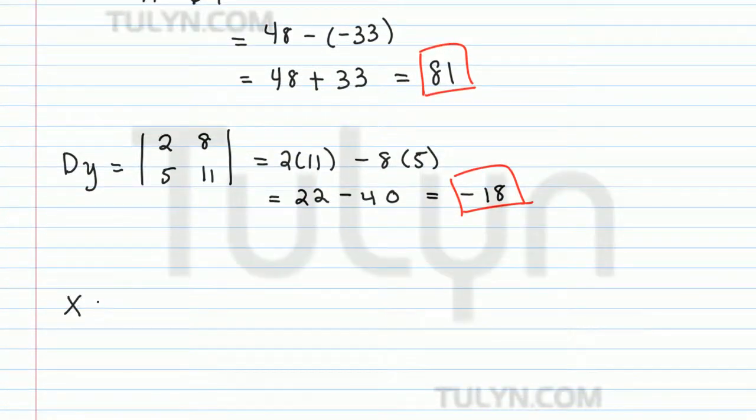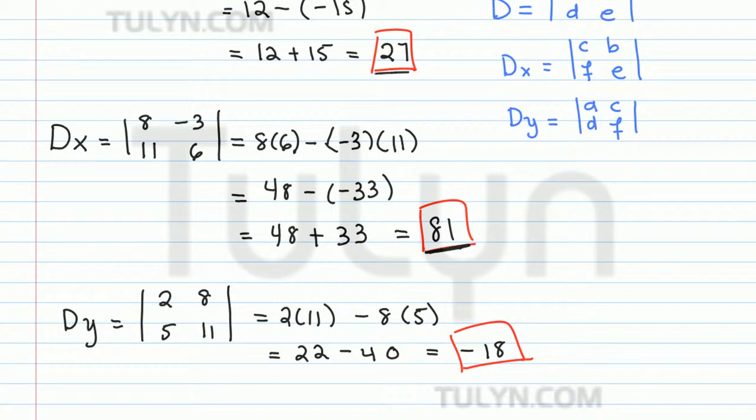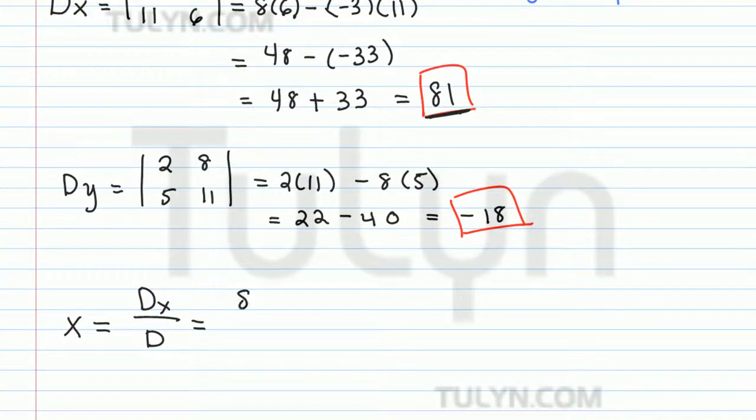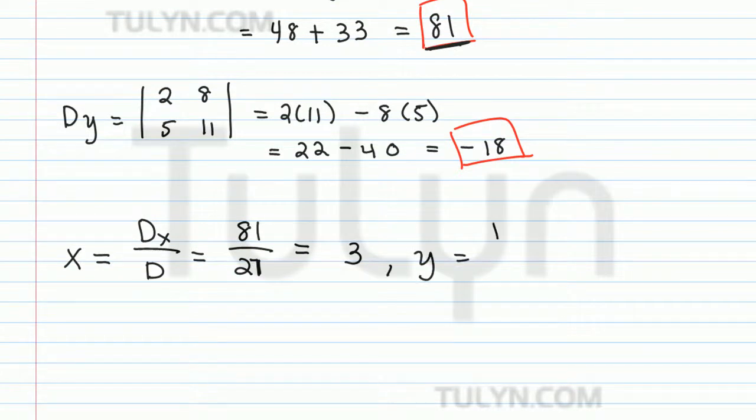So now we have D, Dx, and Dy, and now we just have to put them together to find x and y. So x is Dx over D. We found Dx to be 81 and D to be 27. So that's 81 over 27, which simplifies to 3. And finally, y is Dy over D, and Dy is negative 18, and we know D to be 27. And then simplifying that, this becomes negative 2 over 3.